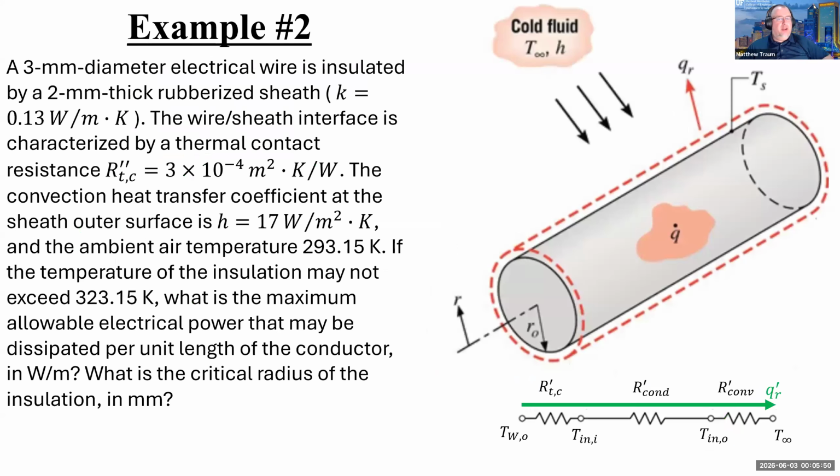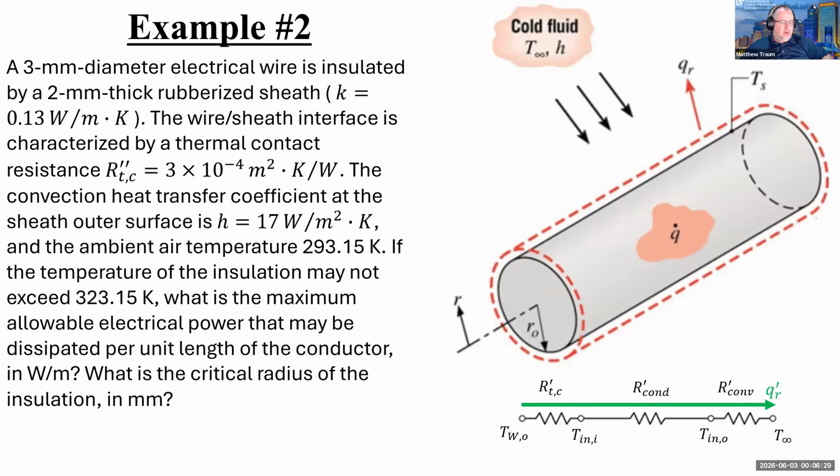Next problem, last problem, is example number 2. So we just did XYZ Euclidean coordinates, and now we're going to do polar coordinates. So I have a 3 millimeter diameter electrical wire, which is insulated by a 2 millimeter thick rubberized sheath, whose K value is given 0.13 watts per meter Kelvin. The wire sheath interface is characterized by a thermal contact resistance. So here's another one of these. Thermal contact resistance comes up a lot, right? It happens an awful lot in the real world. R double prime of 3 times 10 to the minus fourth meters squared Kelvin per watt.